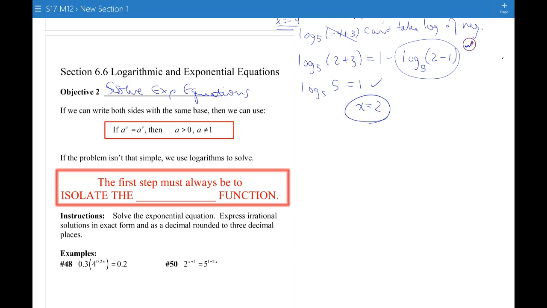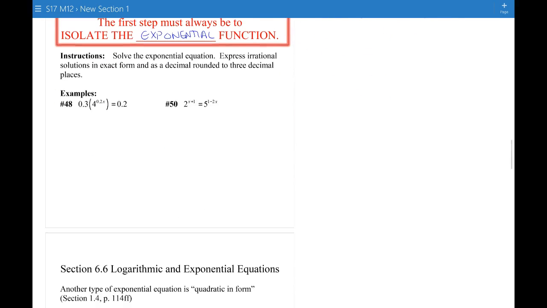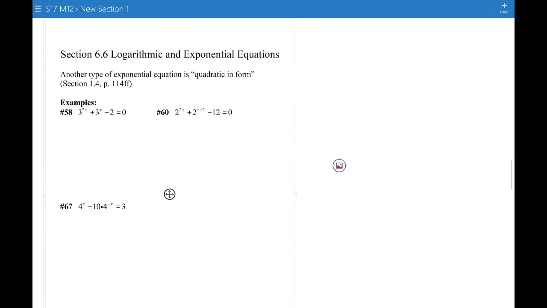So if we can write both sides with the same base, we've already done problems like that, where then we can just equate the exponents. But if the problem isn't that simple, we need to use logarithms to solve. The first step must always be to isolate the exponential function. I can guarantee you grief if you don't do that first. So let's look at number 48.